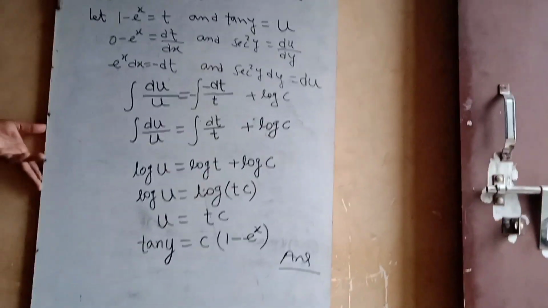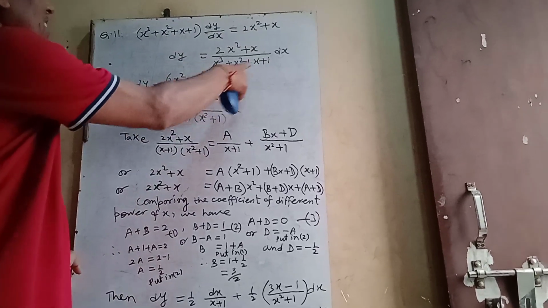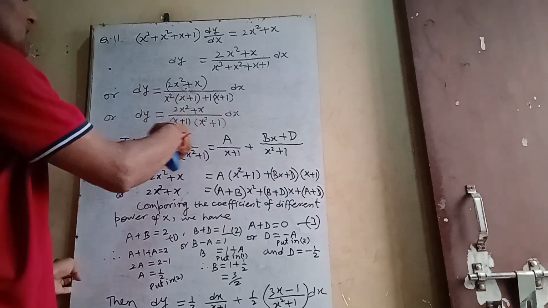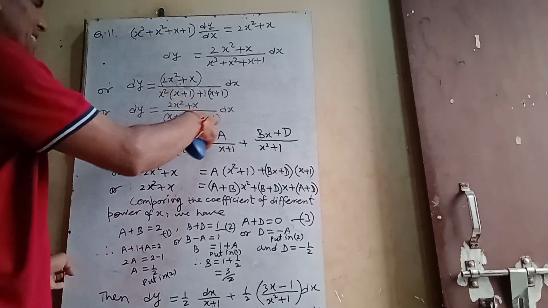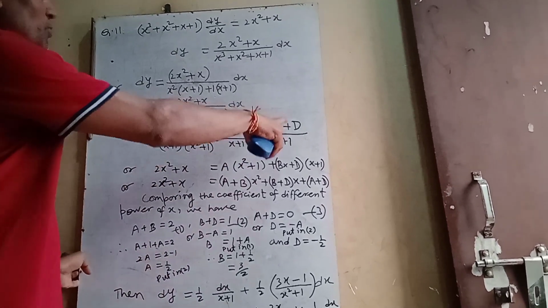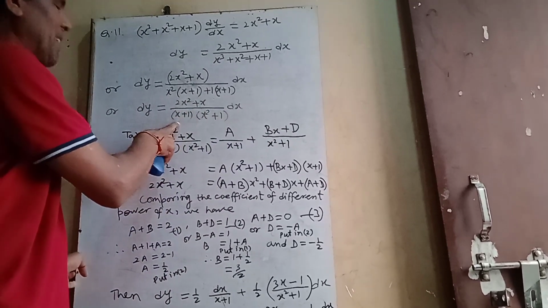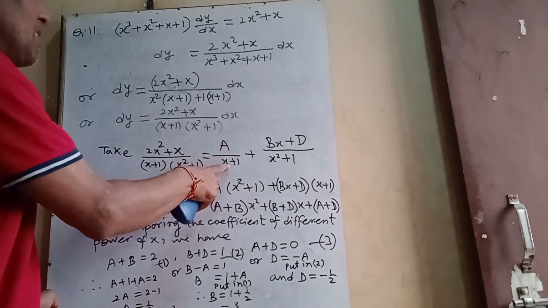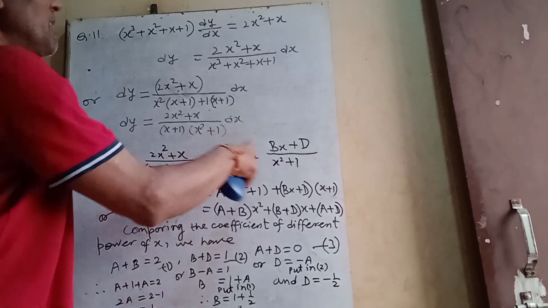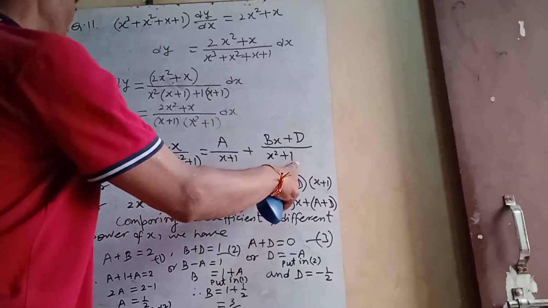Answer is here. Here is question number 11, given as, and we write in this format. Here we see that this is a fraction. Now we change it in this way. This is called partial fraction. Here is a linear factor, therefore it becomes a upon x plus 1. And this factor is of quadratic form, therefore we write here bx plus d upon x square plus 1.